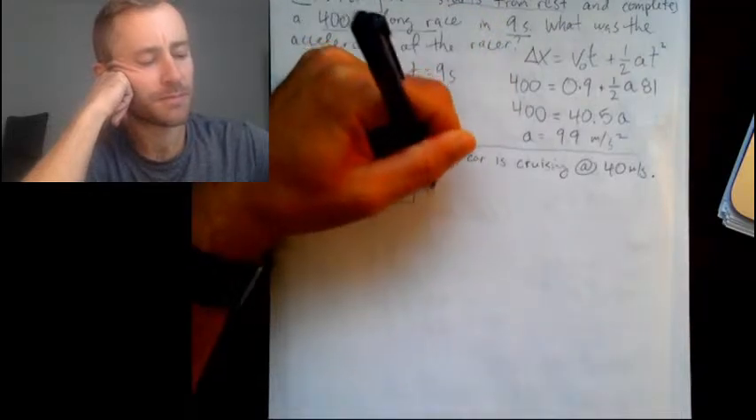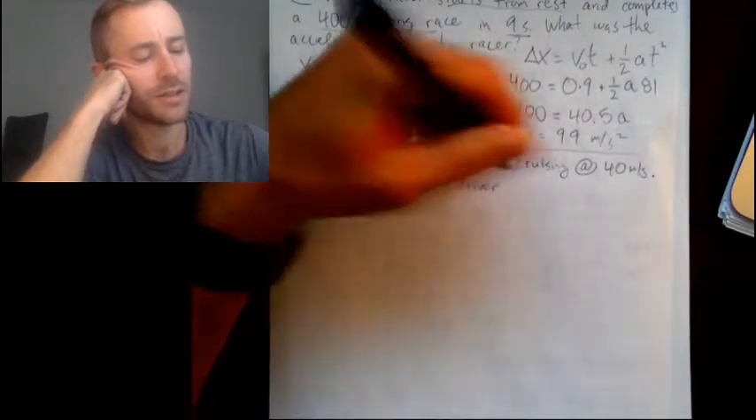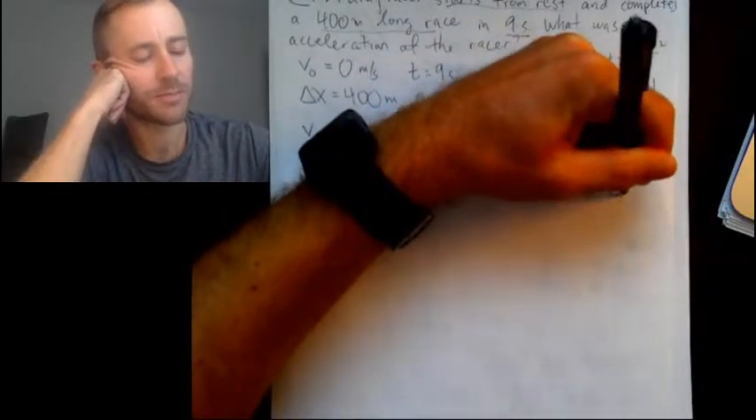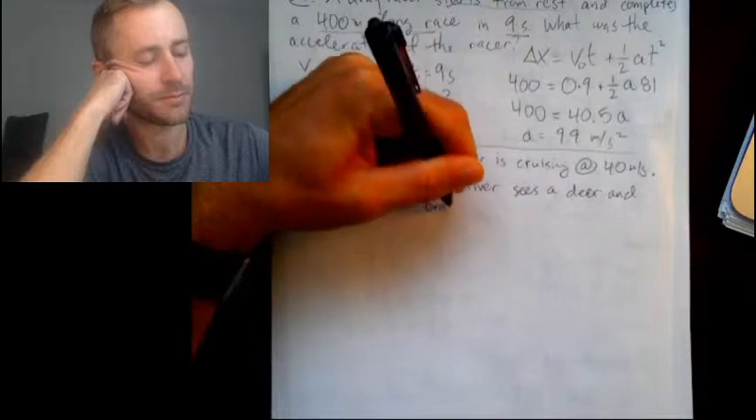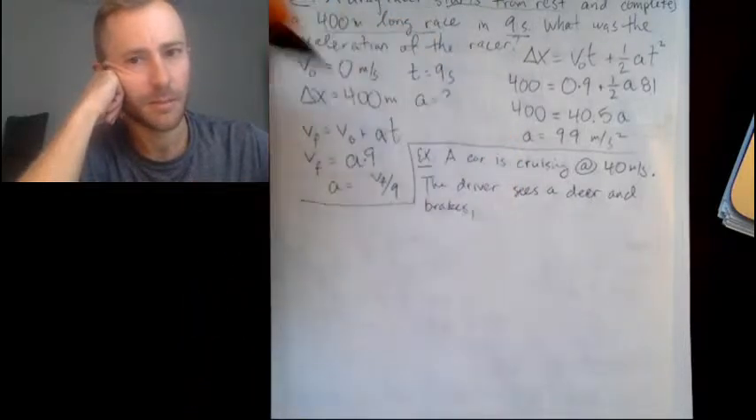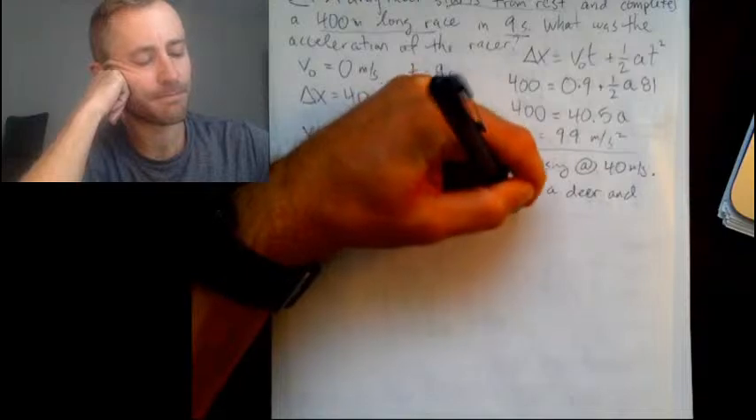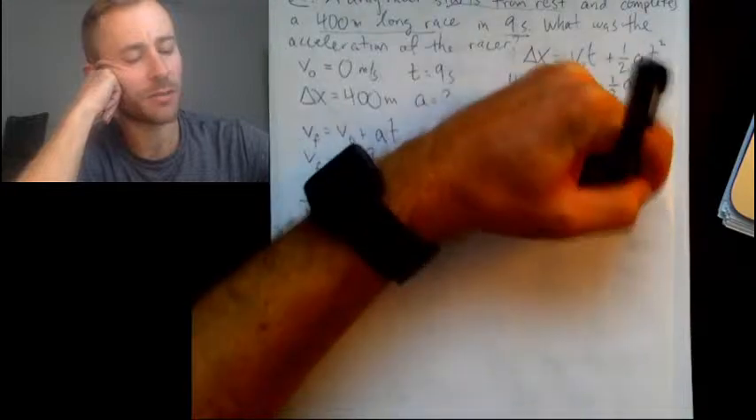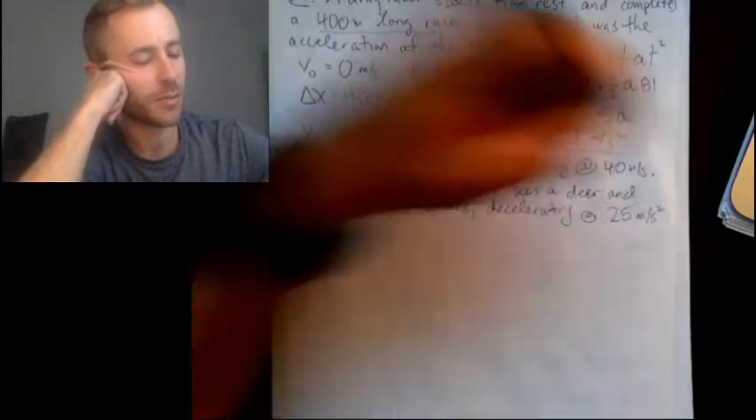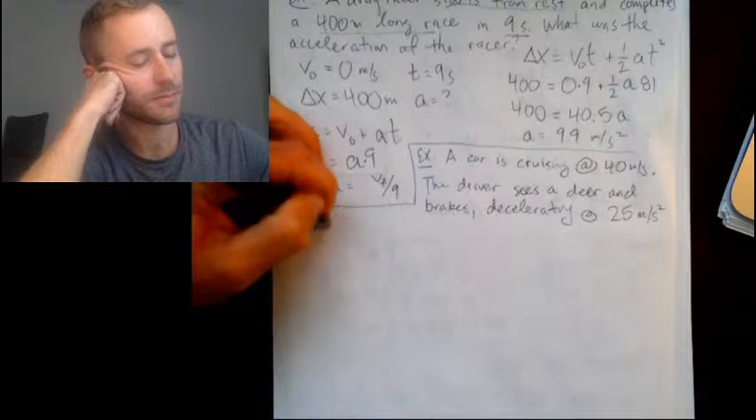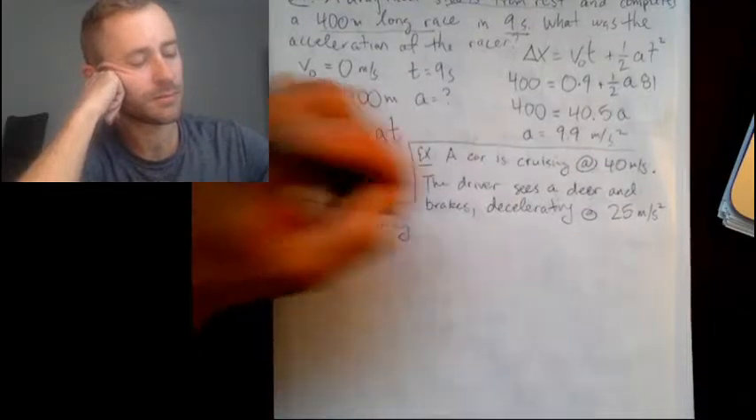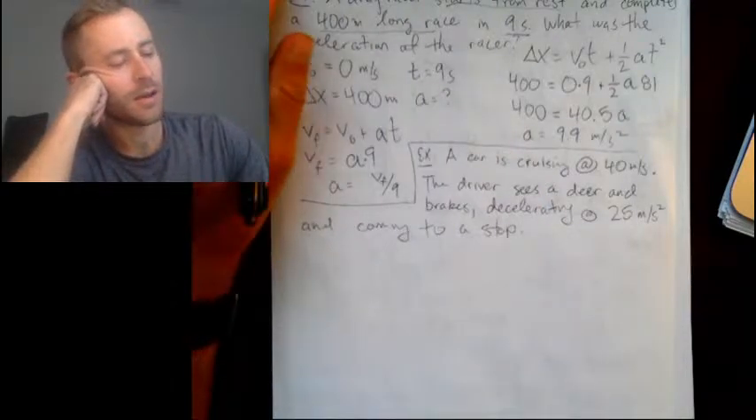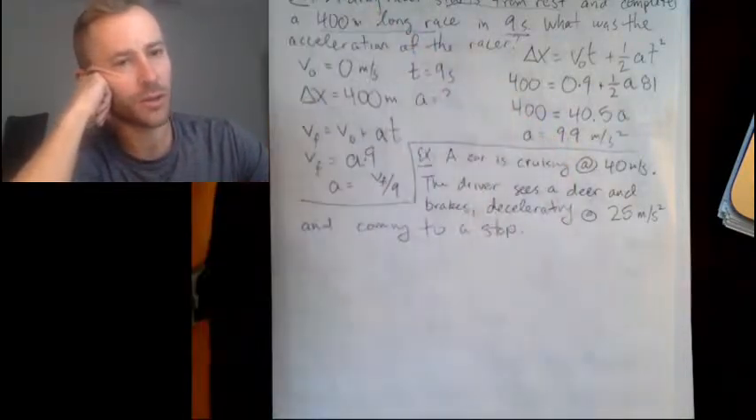The driver sees a deer and brakes, decelerating at 25 meters per second squared and coming to a stop. Okay? How far forward does the car roll while stopping?